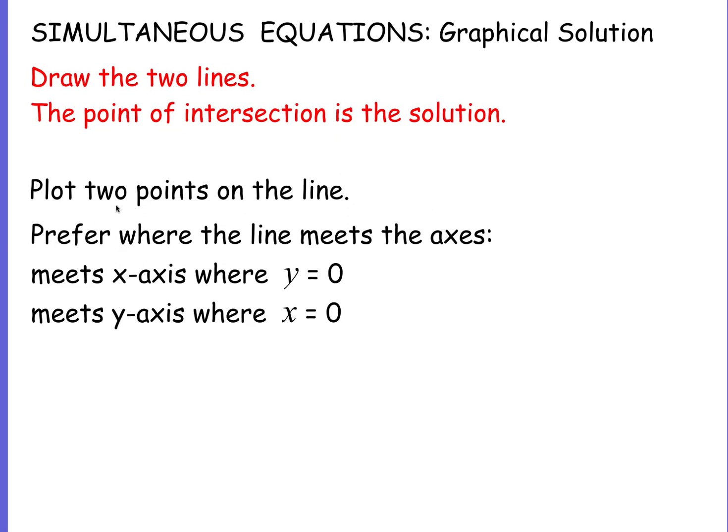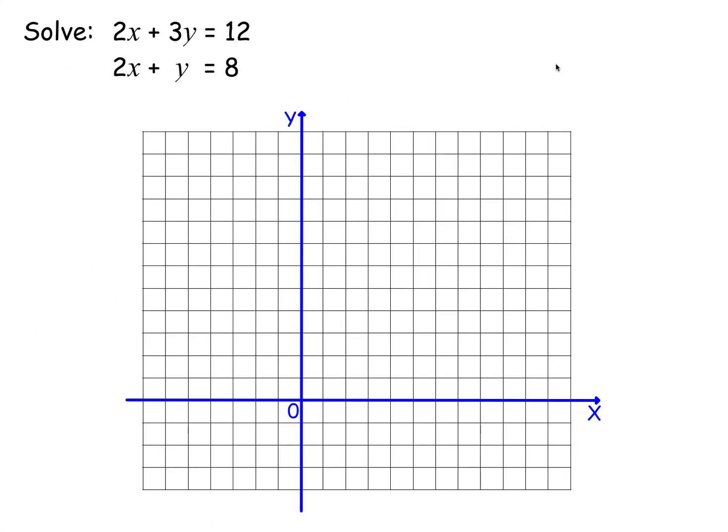To draw the line you need 2 points. Points to get are where the line meets the axes. So what you do is you make x 0, that's where it crosses the y-axis, and you make y 0, that's where it crosses the x-axis. You plot the 2 points and you carefully draw in the line. So here's an example. I've retained the line 2x plus y equals 8, but here's another line, 2x plus 3y equals 12. So I want to solve this.